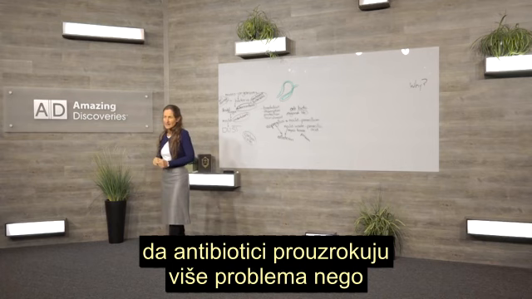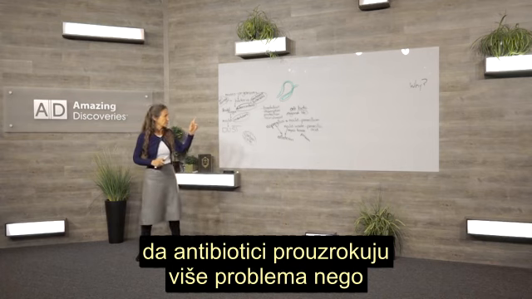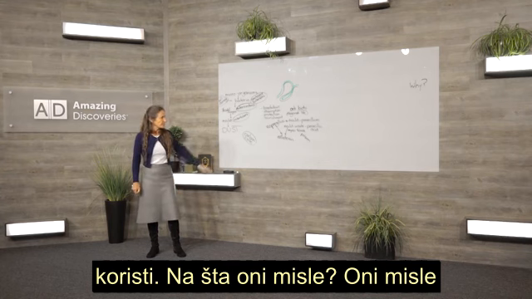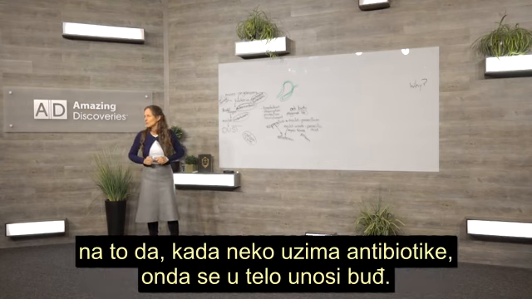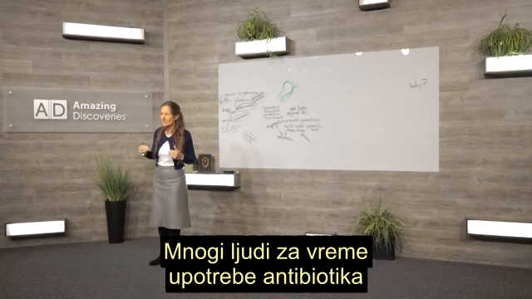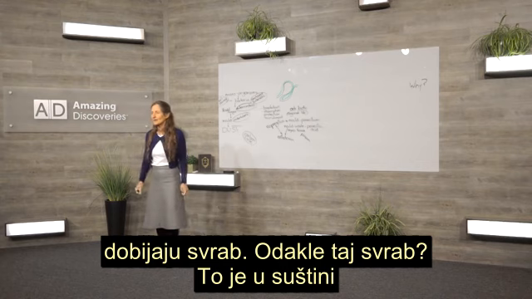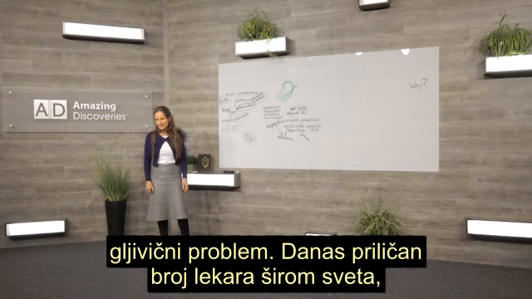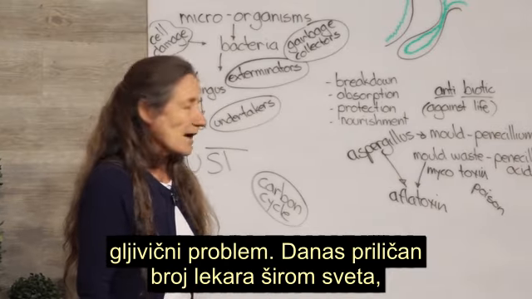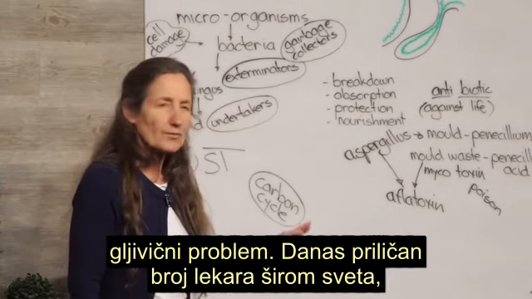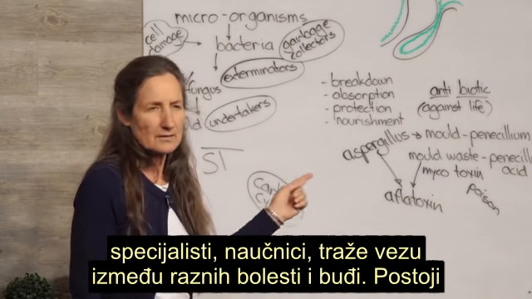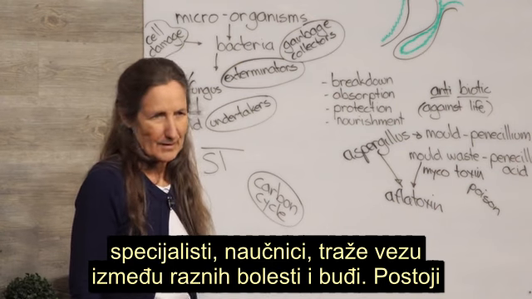A percentage of doctors today are claiming that antibiotics are causing more problems than they ever cured. What are they referring to? They're referring to the way that the mold gets into the body when a person takes an antibiotic. How many people, when they take a course of antibiotics, then get thrush? What's thrush? Basically, thrush is a yeast problem. There are quite a few doctors from around the world today, specialists, scientists, who are looking at the mold link with disease.